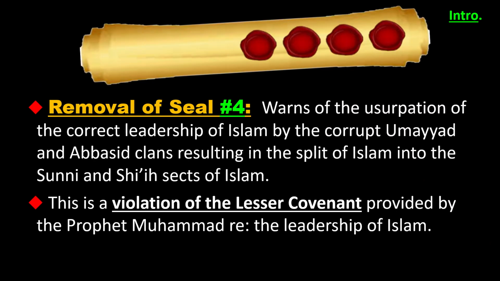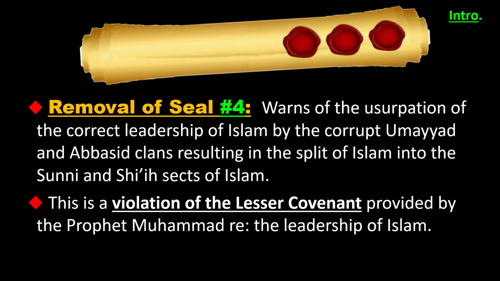The removal of seal number 4 warns of the usurpation of the correct leadership of Islam by the corrupt Umayyad and Abbasid clans, resulting in the split of Islam into the Sunni and Shia sects of Islam. This is a violation of the Lesser Covenant provided by Muhammad regarding the leadership of Islam. Those corrupt Umayyad and Abbasid clans inject all forms of their corruption into the faith of Islam, which greatly diminish the divine spiritual benefits of that faith of God.